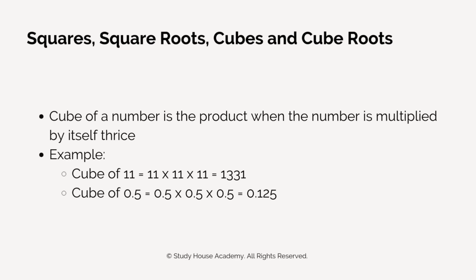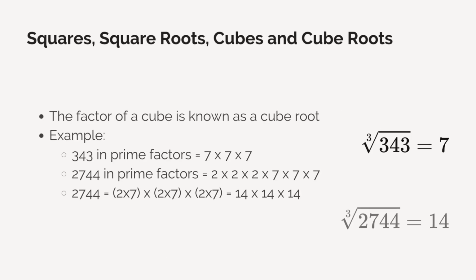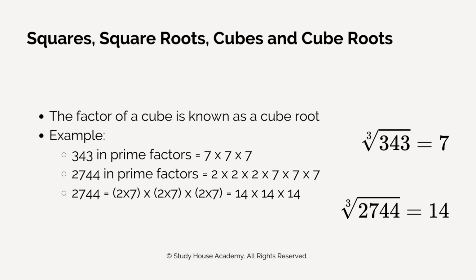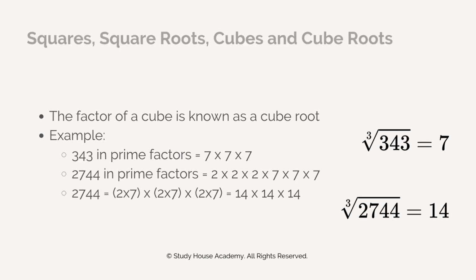The cube of a number is the product when the number is multiplied by itself thrice. For example, the cube of 11 is 11 times 11 times 11, which equals 1331. The factor of a cube is known as a cube root. For example, 343 in prime factors is 7 times 7 times 7. 2744 equals 2 times 2 times 2 times 7 times 7 times 7. We then get 2 times 7 equals 14. So the cube root of 2744 is 14.